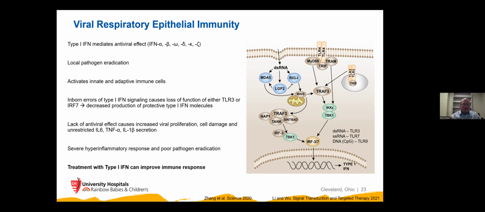There were also patients that had autoantibodies to type 1 interferons, and those patients not only had decreased eradication of the virus, but they also had increased inflammation, because there was ongoing persistent secretion of IL-6 to try to manipulate the immune system to increase the inflammatory response, because it wasn't blocked by the pathogen eradication or the viral eradication with type 1 interferons.